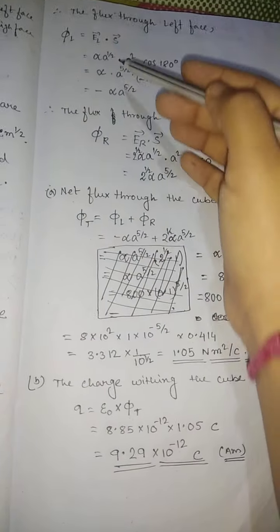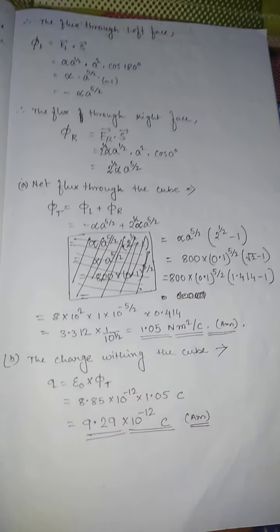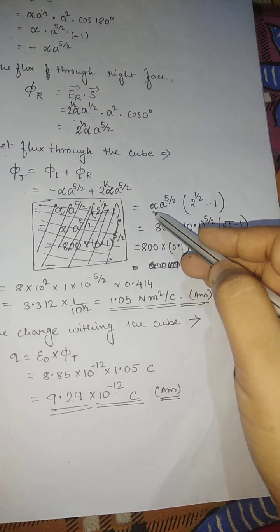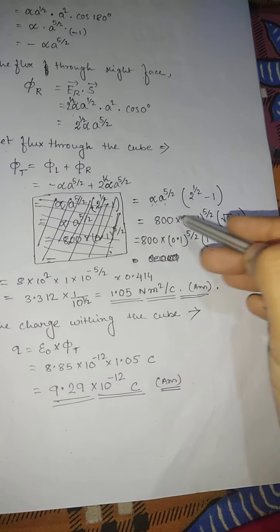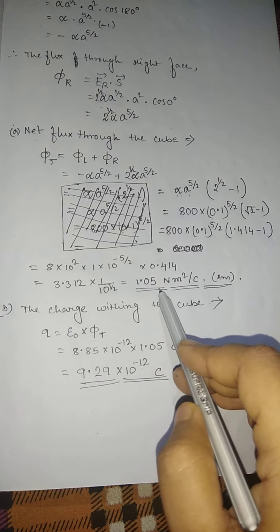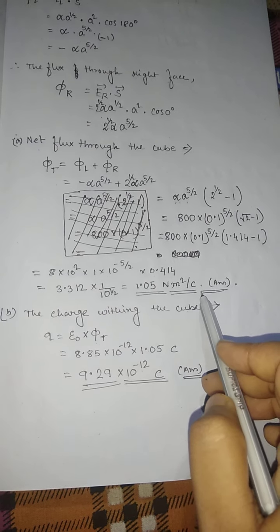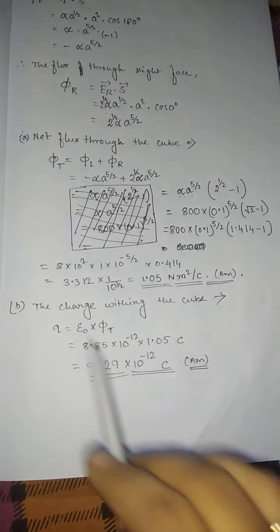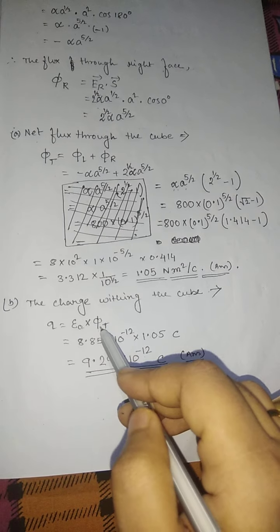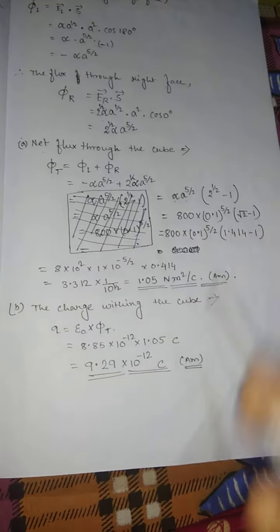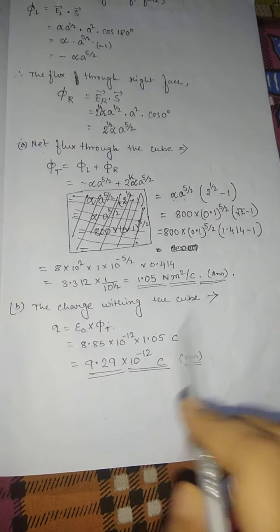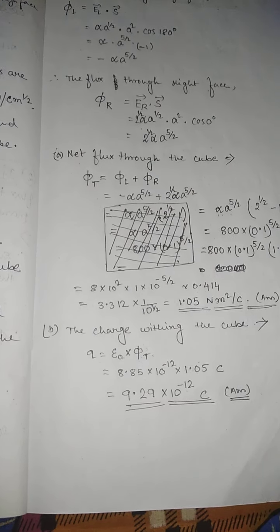So the net flux is this plus this, phi L plus phi R. Now we put the values, we know the value of alpha, we know the value of a, and we calculate it. So we get phi equals 1.05 Newton meter square per coulomb. And the charge within, Q, because phi equals Q by epsilon naught, so Q equals epsilon naught into phi, where phi is this net flux. If we put the values here, we get 9.29 into 10 to the minus 12 coulomb. Understand? Thank you.